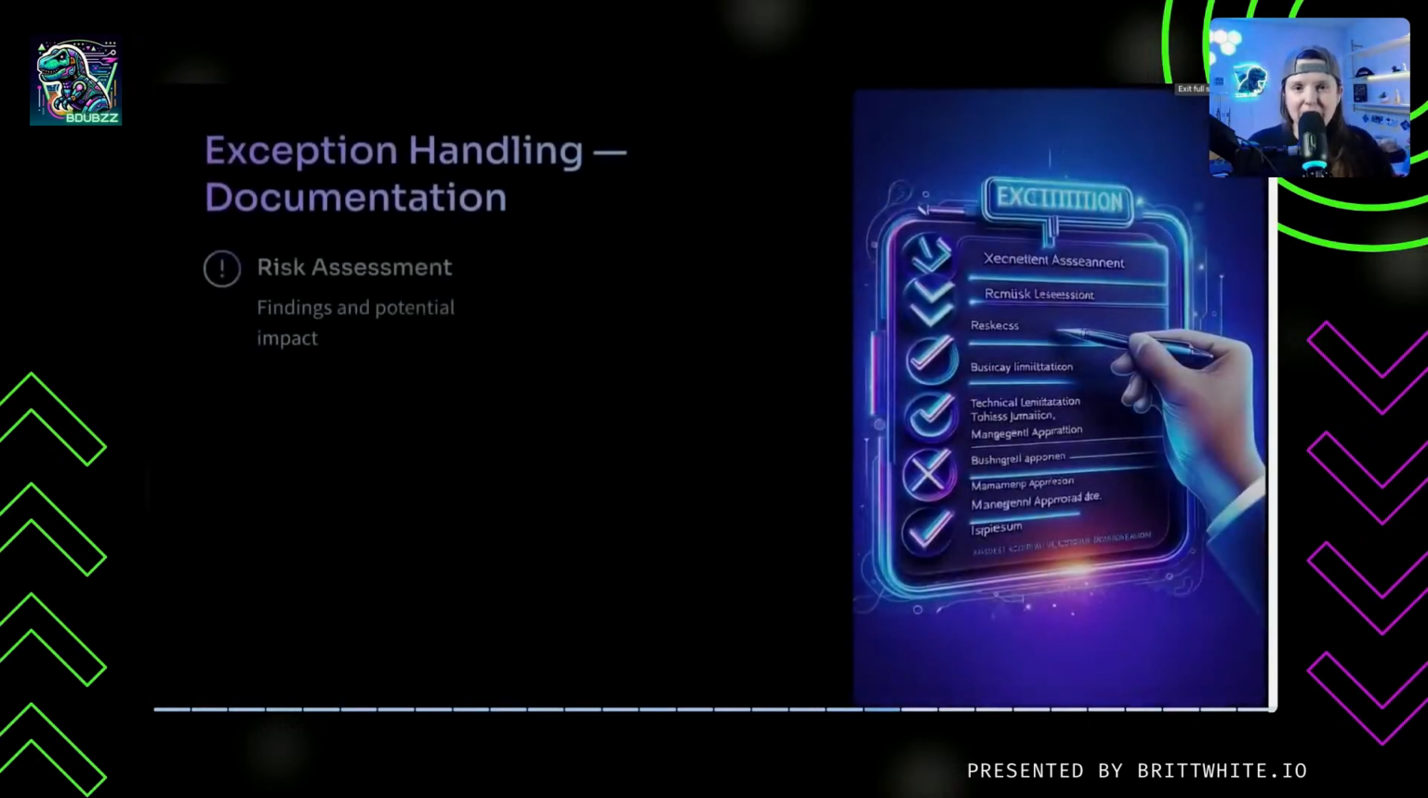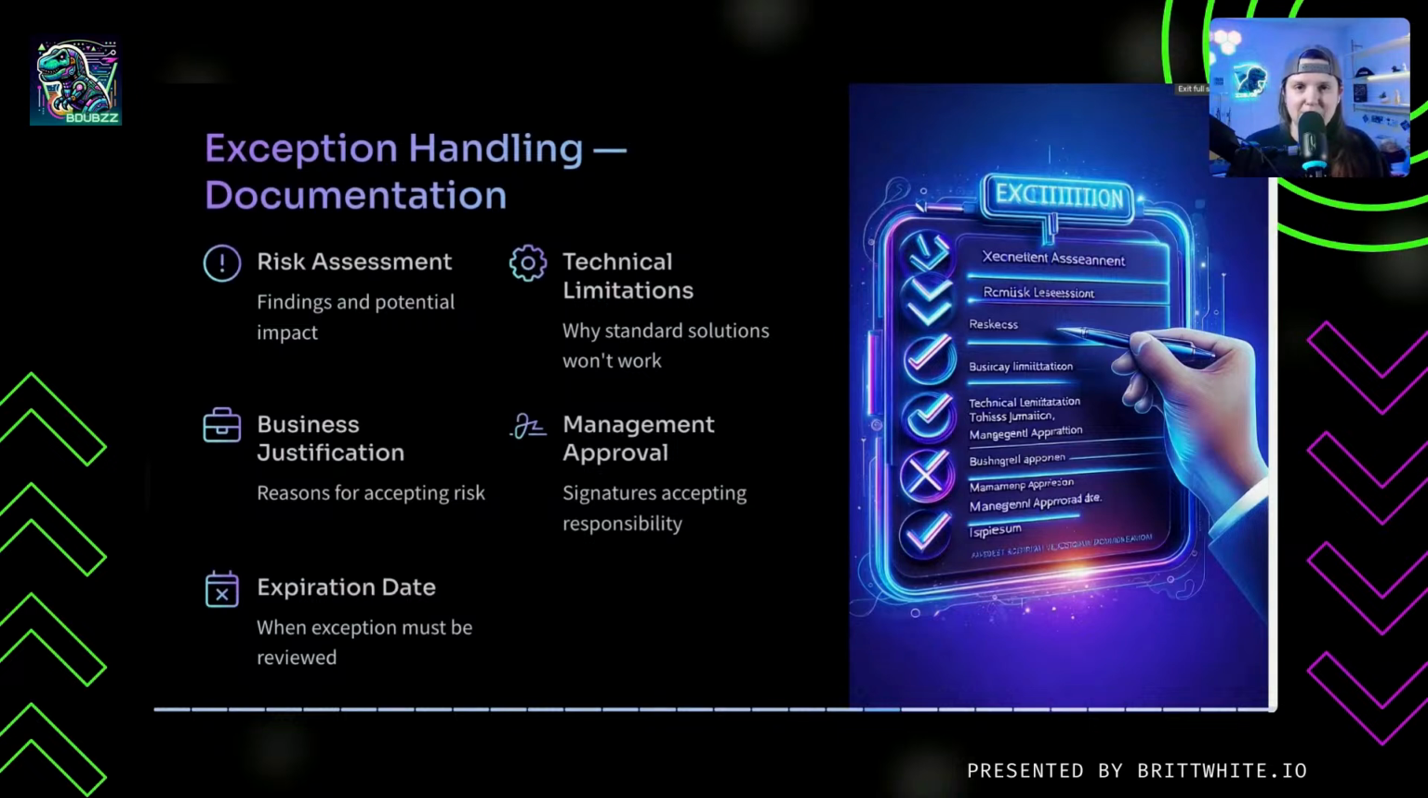Now we have to be meticulous when we're documenting these exceptions. Every exception handling document needs a few key pieces. We need our risk assessment findings to demonstrate an understanding of what we're dealing with. We document any technical limitations that are preventing us from using standard solutions. We also need a solid business justification for accepting the risk. Why are we accepting this risk? Of course, we also need management approval signatures to show leadership understands and accepts the risk.